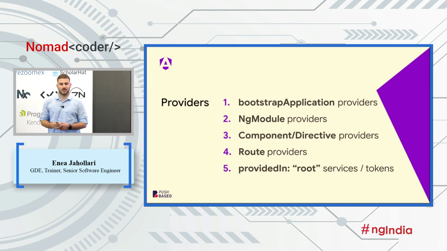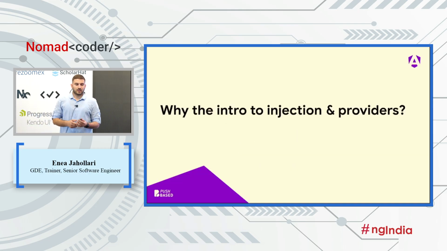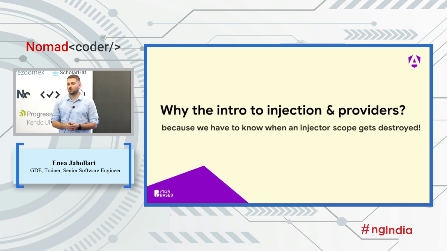Well, providers. So we have bootstrap application, NgModule, component, route providers, and, of course, providers that are just provided in root services. OK, so why do we care? Why the intro to injection and providers? Well, because we have to know when an injector scope gets destroyed.